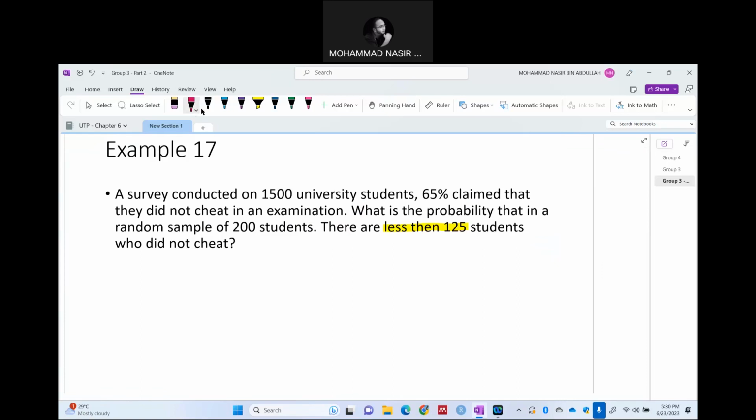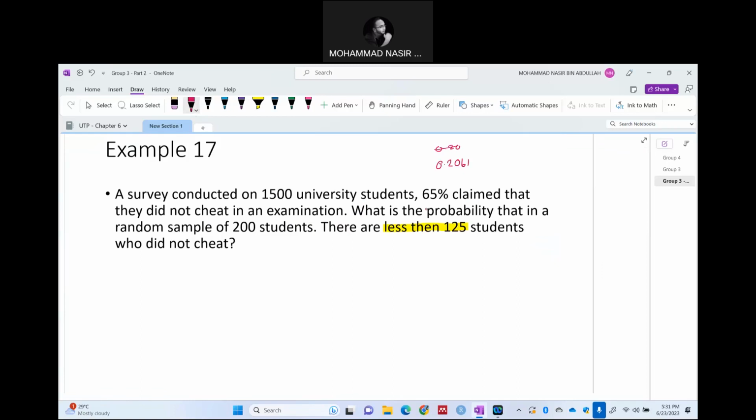0.2483. Dapat? Yang lain sama? 0.283, 0.2483. Mine is different. Maybe mine salah. Zero point 2061. 0.20461. Okay. Right. Now let's look at this one.